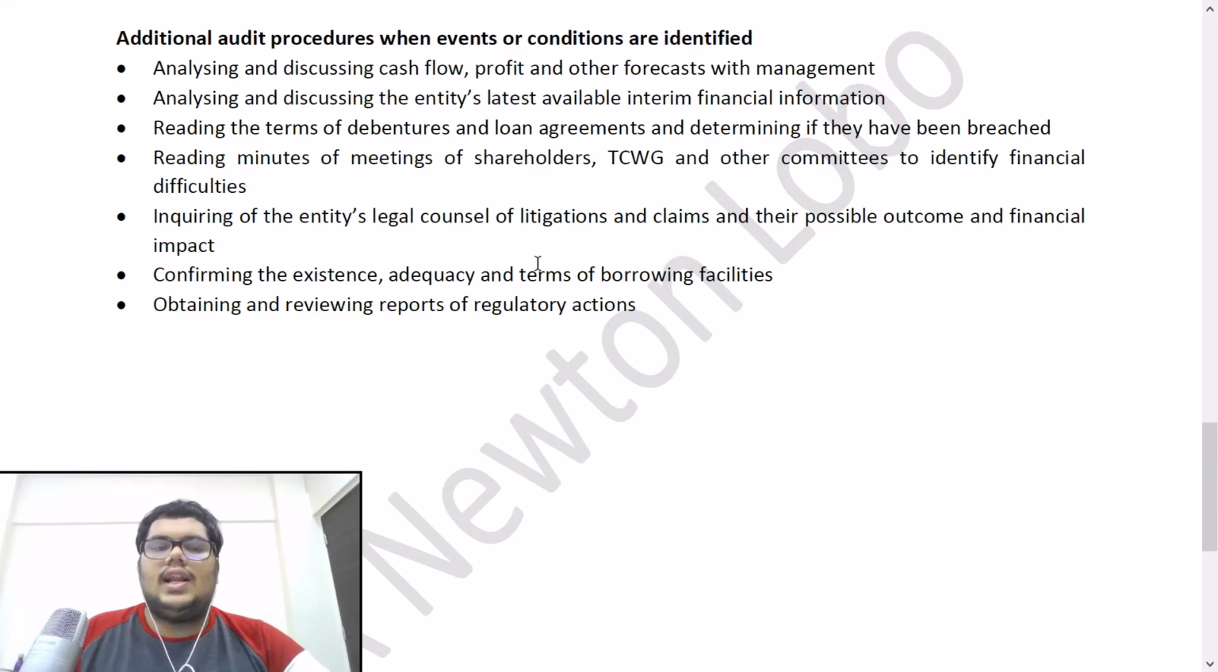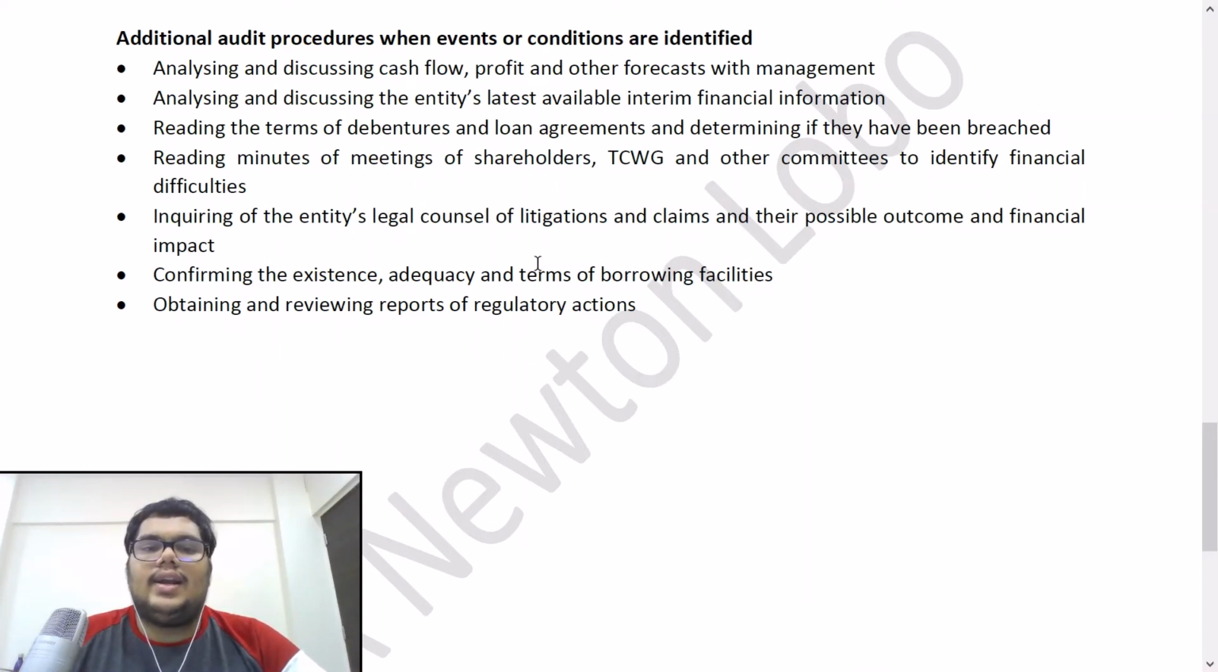Okay, so now we are on our last answer. Additional audit procedures when events or conditions are identified. So this is speaking about a situation where you have identified that there are events or conditions that are casting a doubt on the entity's ability to continue as a going concern. So in such a case, what audit procedures should you be performing? So the first point is analyzing and discussing the cash flow, profit, and other forecasts with management. So you will take up all these forecasts like the cash flow, profit, and other forecasts, or maybe budgets, and you will discuss these with management, and you may try to put up your point as to why you feel that the going concern assumption is no longer appropriate.